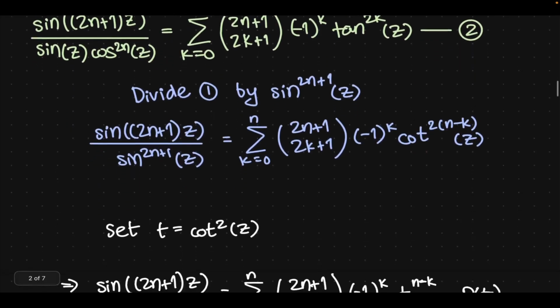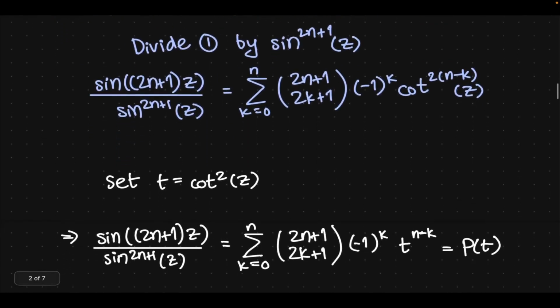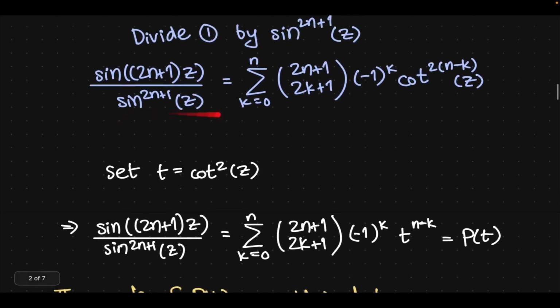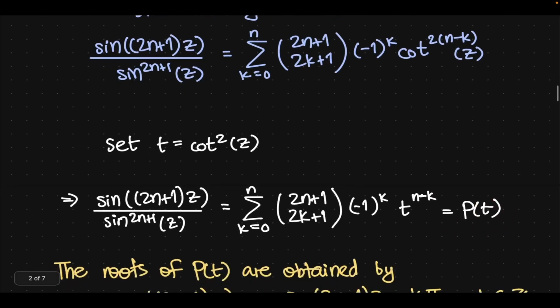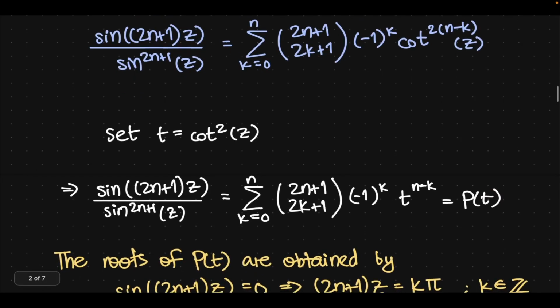So then we can define a polynomial like we did in the last video. We can set t equals cotangent squared of z. When we do that, this entire equation that we had before can just be written as the sum from k equals 0 to n of (2n+1 choose 2k+1), (-1)^k, t to the n minus k, and we can call that p of t. It's a polynomial in t. The degree of the polynomial, or the highest power in the polynomial, is actually n.